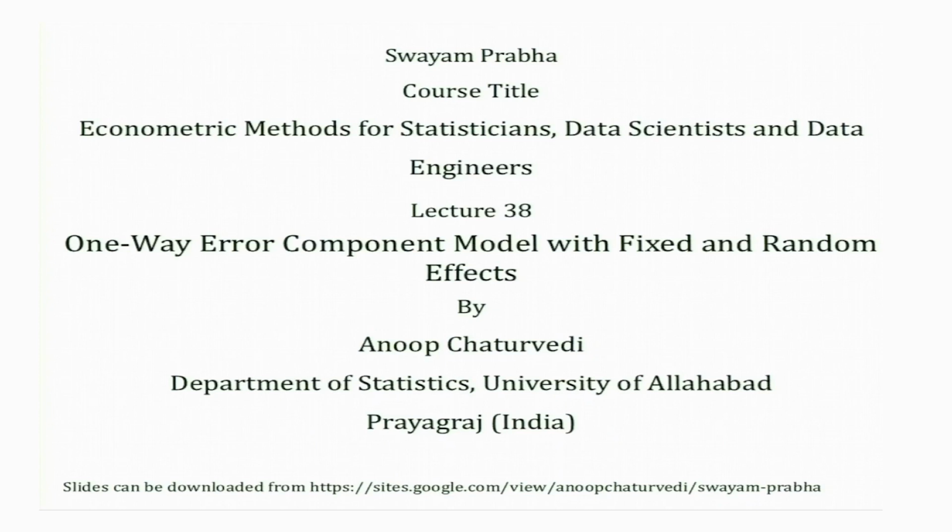Welcome to lecture 38 of the course on econometric methods for statisticians, data scientists and data engineers. The title of this lecture is One-Way Error Component Model with Fixed and Random Effects. In the last lecture, we discussed different basic concepts of panel data. We also discussed the advantages of panel data over cross section data and time series data.